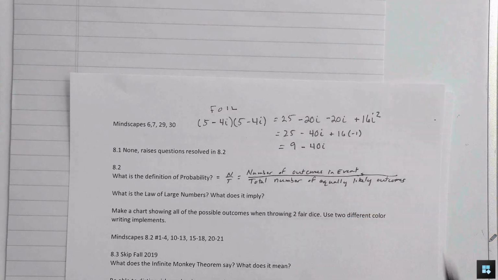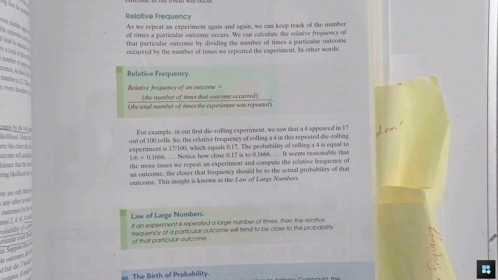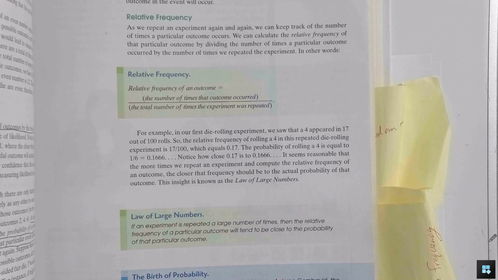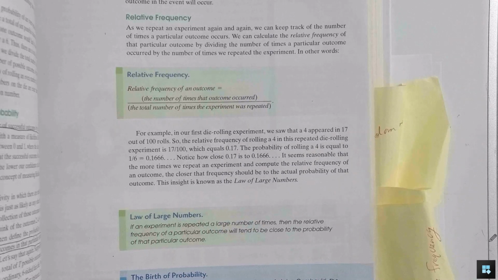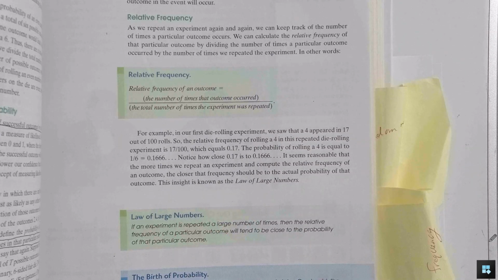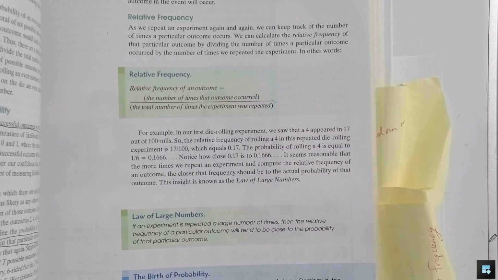So this is the probability definition. You need to be able to use it. You don't have to quote it. Same thing with the law of large numbers. So I'm going to put that on the screen. Law of large numbers: if an experiment is repeated a large number of times, then the relative frequency of a particular outcome will tend to be close to the probability of that particular outcome.